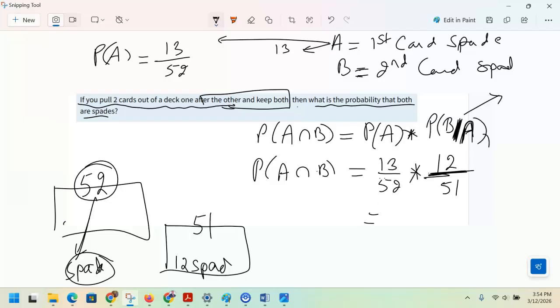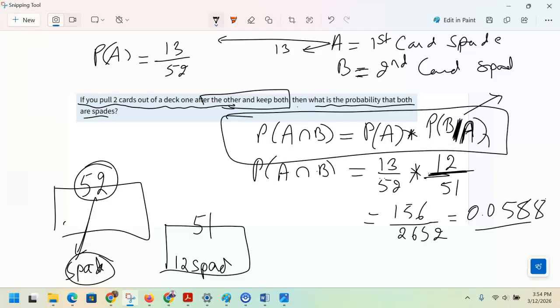So if you do a little math here, if you multiply the numerator, you get 156 over 2652, and then using the division, you get 0.0588, and you're done. I hope that helps to know how we apply the multiplication rule of probability.